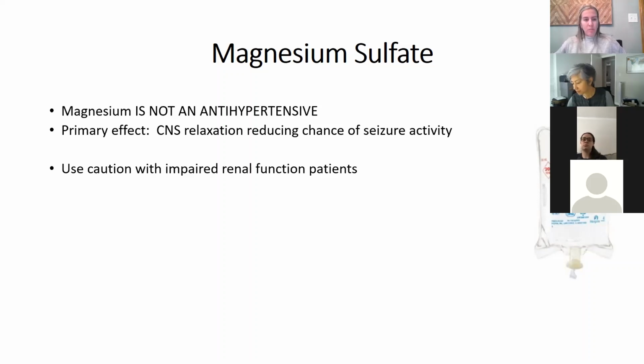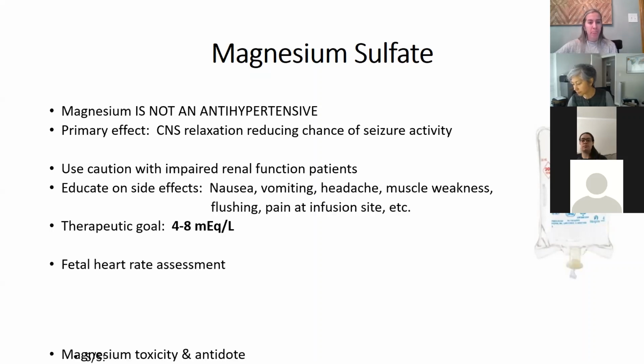So use caution with impaired renal function patients. So if you have a patient, let's say, who already had some type of kidney damage or kidney failure, I say that because MAG is excreted through the kidneys. So patients who have some type of renal impairment to begin with are at a greater chance for developing MAG toxicity. Okay, so we have to use caution with them.